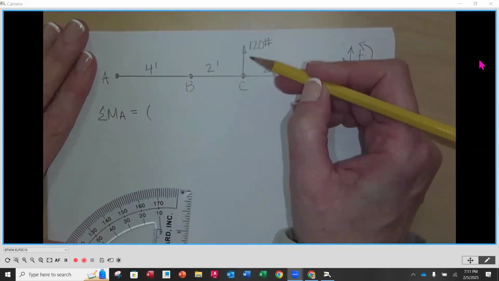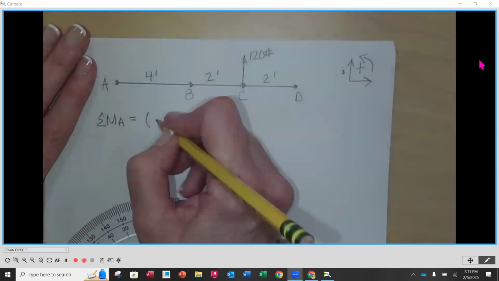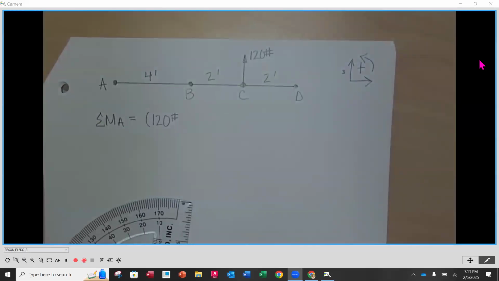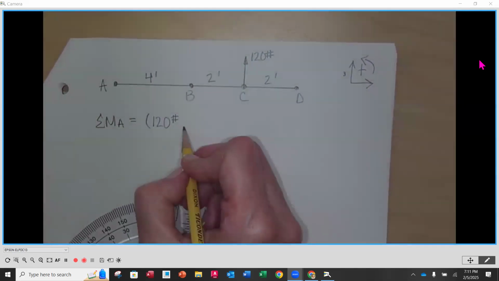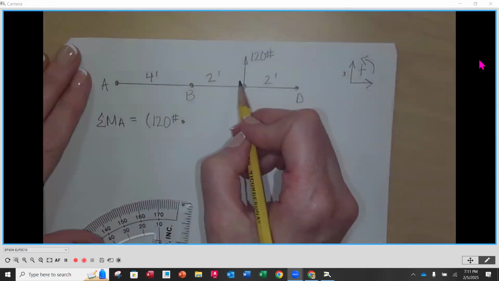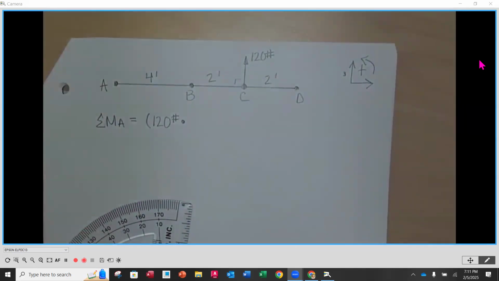So our force is 120 pounds, right? 120. And you're going to put the units inside of the equation here. So units are going to be in all phases of the problem. And then it's going to be times the perpendicular distance. Now, for this problem, it's assumed that the 120 is 90 degrees to that beam, okay?